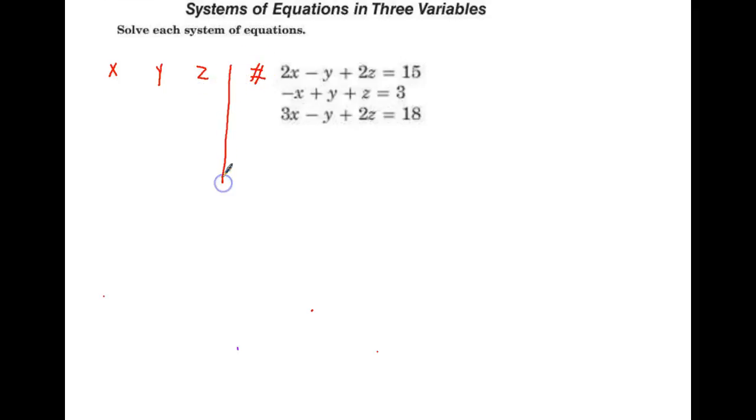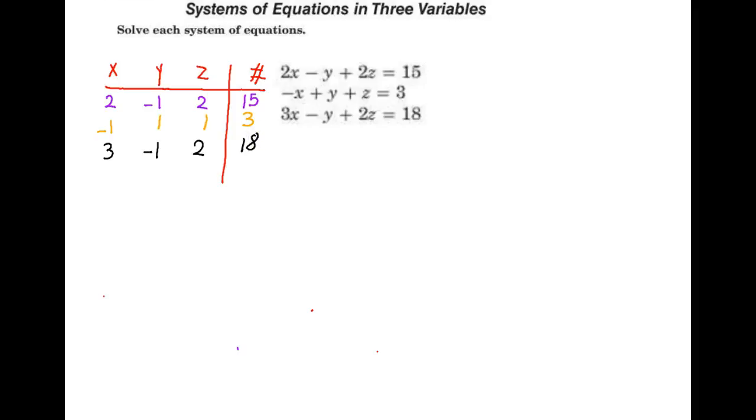I'm going to make a small chart. Now, I'm only going to copy the coefficients of the variables. So, x has a 2, y has a -1, z has a 2, equals 15. Second equation, x has a -1, y has a 1, z has a 1, equals 3. Third equation, x has a 3, y has a -1, z has a 2, equals 18.